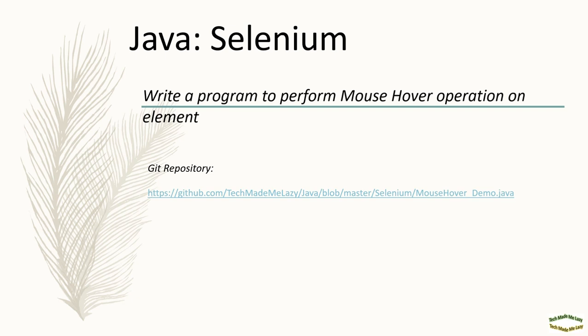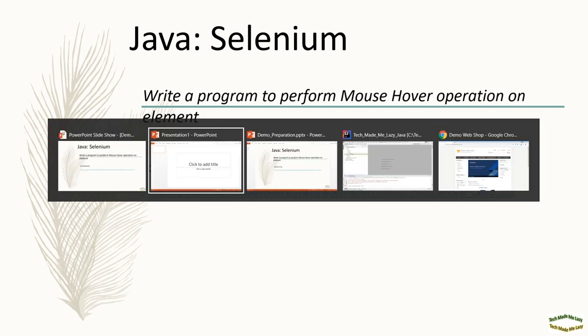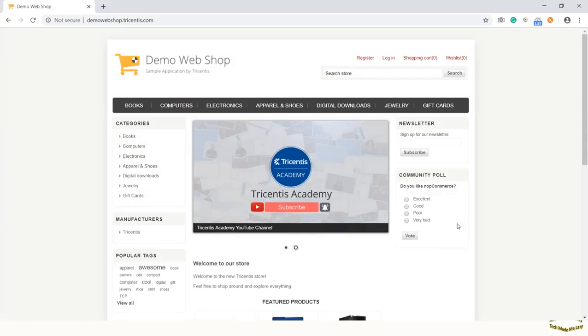Hi all, in this session we are going to see how we can perform mouse hover operation on a web element. The entire program is present in this GitLab location. Okay, so let's go to any browser and we're going to see how we can perform it.